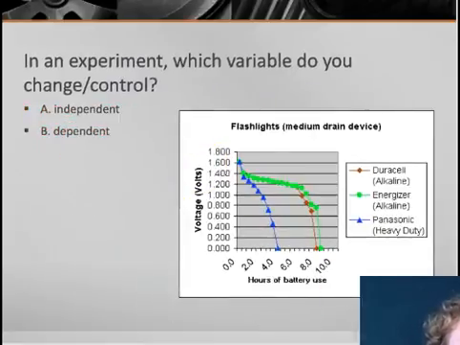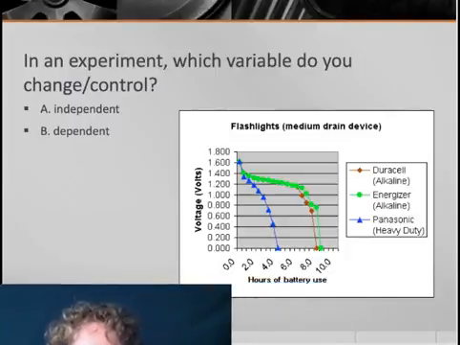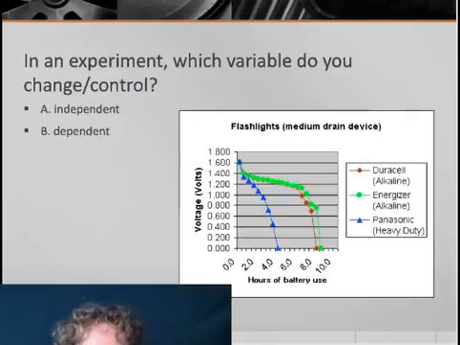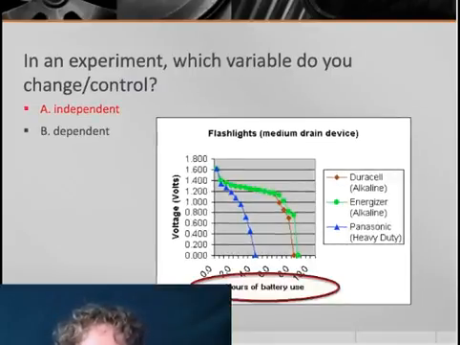In an experiment, which variable do you change or control? Well, this one's easy to remember because I change it. So it starts with I. It's an independent variable before you do the experiment. And I choose the x-axis because that's where you put the independent variable. I and x are next to each other in axis. So I choose the x-axis. Something to remember. So I change the variable, the independent variable, in an experiment.